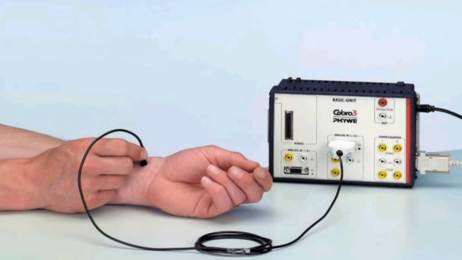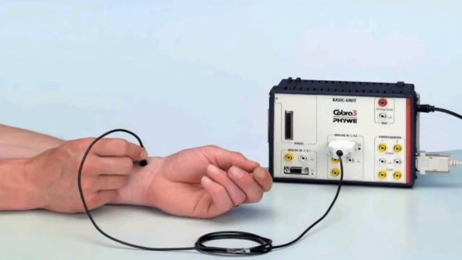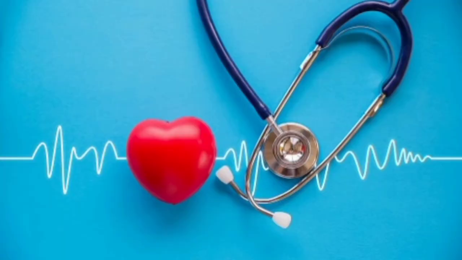The sounds are produced in the heart due to the following reasons: vibrations of the valve cusp during closure, contraction of the cardiac muscle, turbulence of blood flow through the chambers of heart. By phonocardiography, 4 sounds can be recorded from the heart. By using stethoscope, only 2 sounds can be heard clearly.